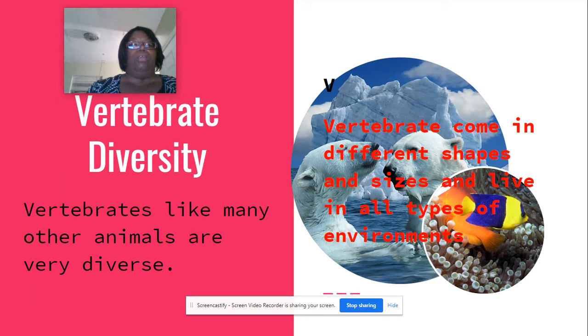Vertebrate diversity. Vertebrates, like many other animals, are very diverse. Vertebrates come in different shapes and sizes and live in all types of environments, from the polar bears in a very cold temperature, to the angelfish and the clownfish with the sea anemone. Now, the sea anemone is not a vertebrate. Remember, sea anemones are part of the invertebrate group. And I wonder if you remember what part that sea anemones belong to.